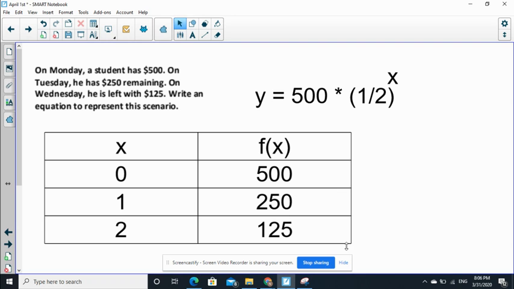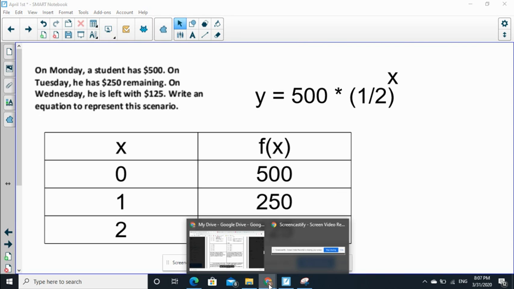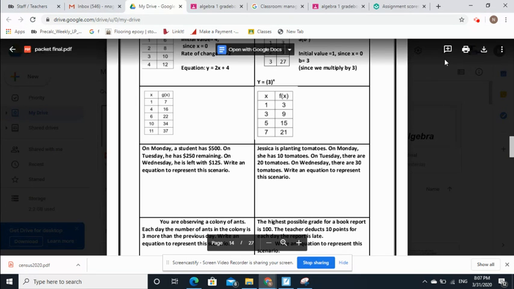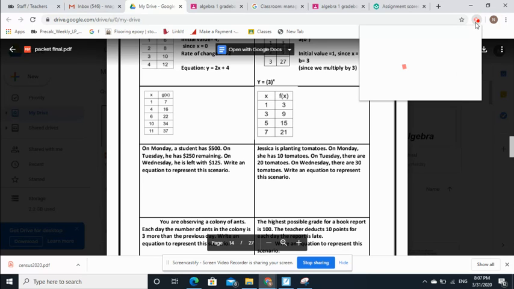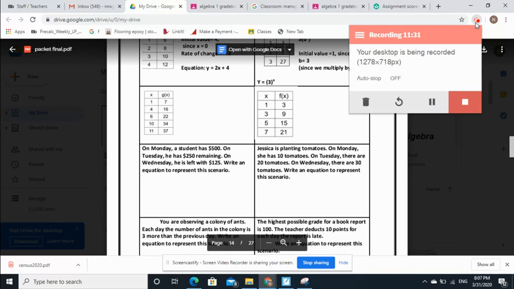Now I think you remember how to write an equation for a linear function and an exponential function, and you remember the general form for both of them. The linear function: y equals mx plus b, and the exponential function: y equals a times b power x. If you need any help, let me know.